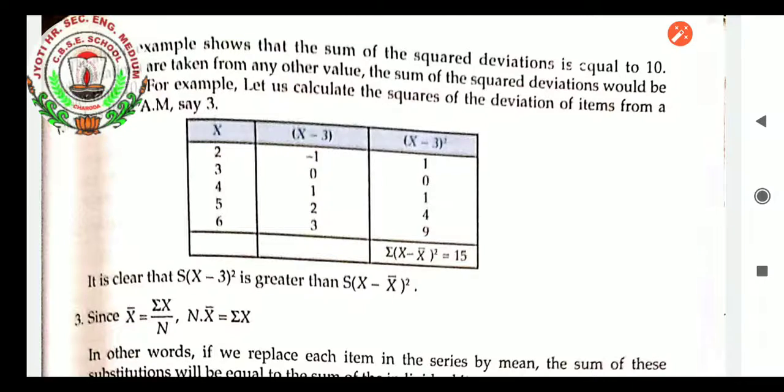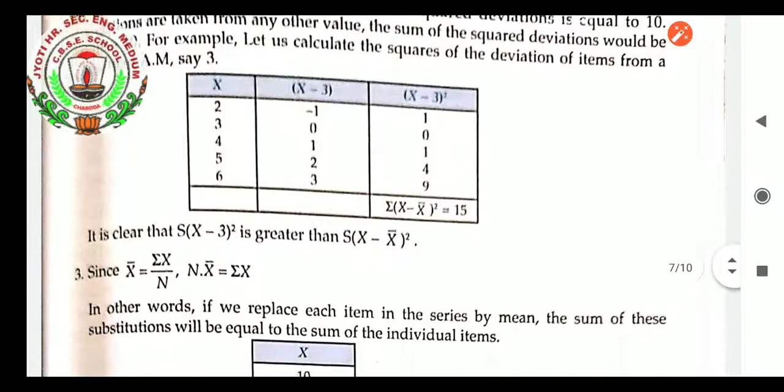Deviations, dx, x minus 3, where we are doing now. Here, if we take a smaller number, 3, then only one negative value is there, and the other values are positive, because the other numbers are bigger than 3. When we take the deviations, we will get a larger number. It is clear from that that the sum of x minus 3 whole squared is greater than the sum of x minus mean whole squared.